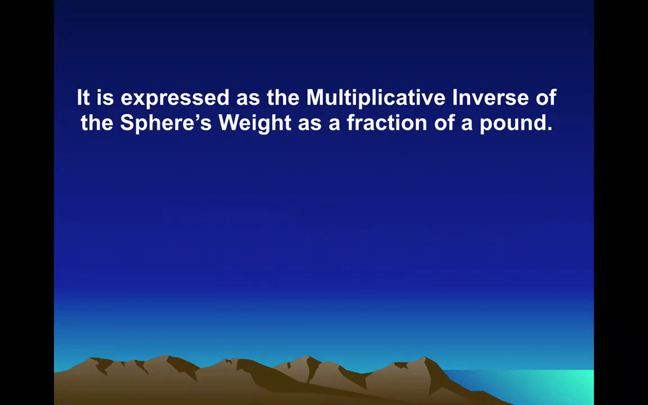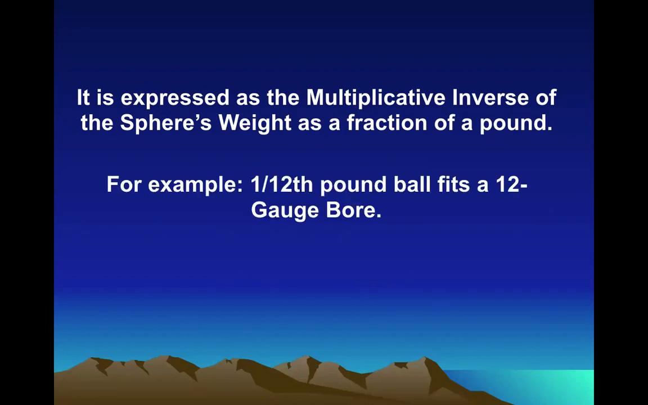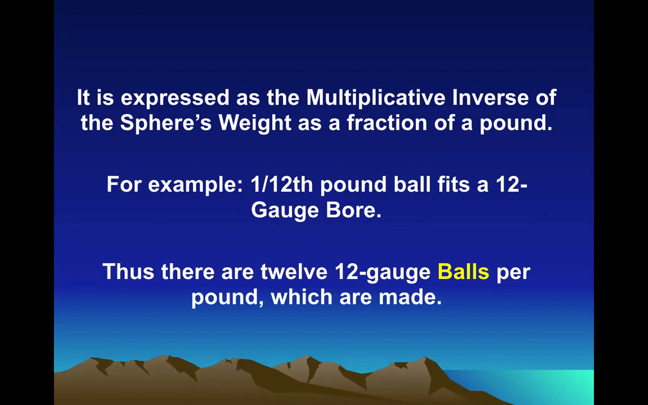It is expressed as the multiplicative inverse of the sphere's weight as a fraction of a pound. For example, a 1 over 12 pound ball fits a 12 gauge bore, which means there are 12 gauge balls made per pound.